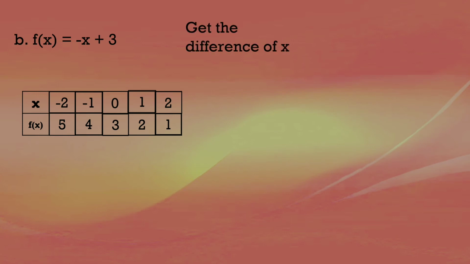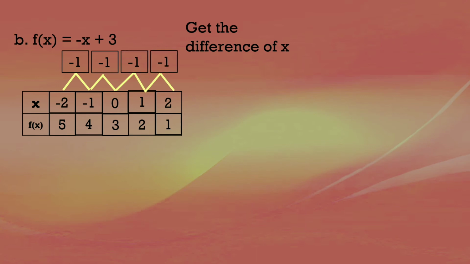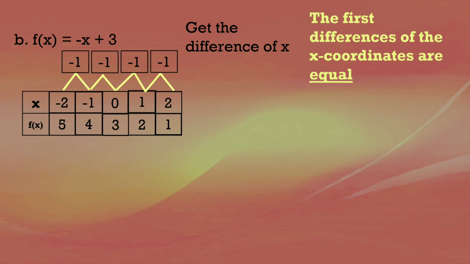Let's get the difference of x. We can go left to right or right to left; only the sign changes, depending on the direction. I always go left to right. So, negative 2 minus negative 1 is negative 1. Negative 1 minus 0 is negative 1. 0 minus 1 is negative 1. And 1 minus 2 is negative 1. They are all the same, so the first differences of the x-coordinates are equal.